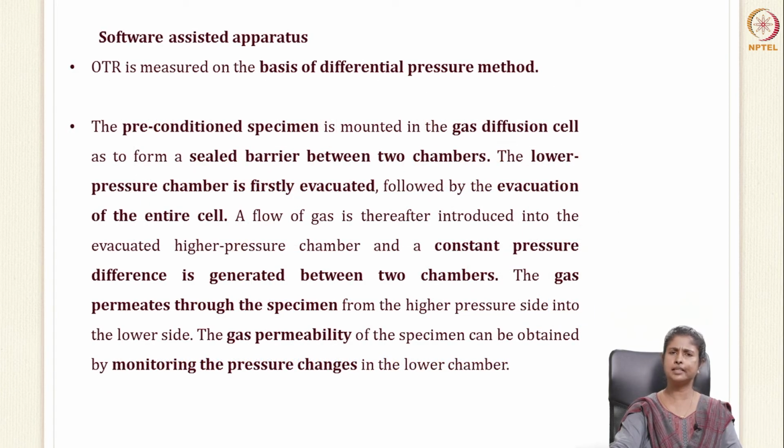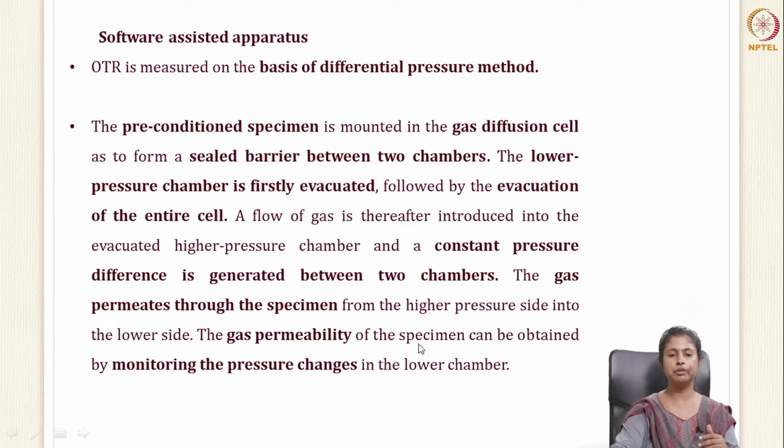In the software assisted apparatus that we use, it is usually based on the differential pressure method that we just saw. The preconditioned specimen, that is your plastic test sample, is mounted in the gas diffusion cell and forms a sealed barrier between the two chambers. You can imagine the two chambers, so this forms a sealed barrier between them. The lower chamber is first evacuated, and this is followed by evacuation of the entire cell. A flow of gas is then introduced into the higher pressure chamber, the upper chamber, and a constant pressure difference is generated. Now, the gas permeates through the specimen, your test plastic material, from the higher pressure side to the lower pressure side.